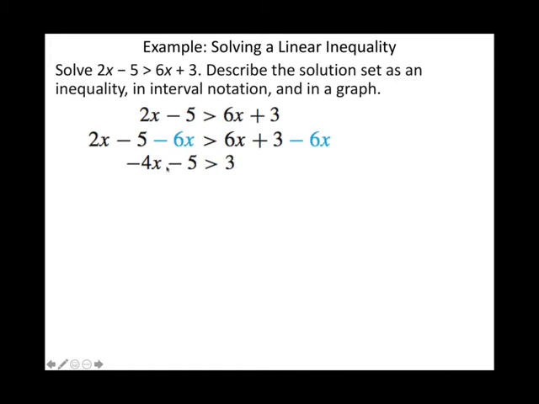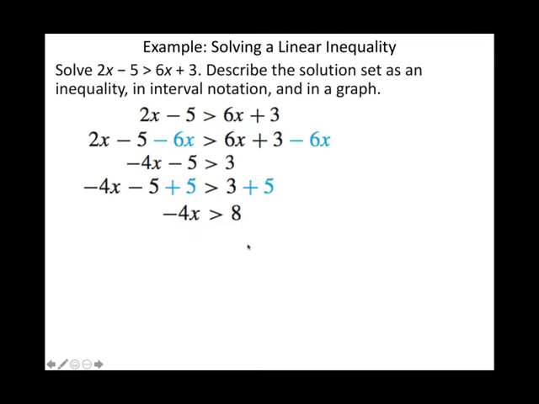Okay, now I want to isolate my negative 4x. We want to get out of negative 5 in here. So what we're gonna do, we're gonna add 5 for both sides. Cancel out here. I have negative 4x strictly greater than 3 plus 5, which is gonna be equal to 8. And then we want to get out of the negative 4 here. So we're gonna divide it by negative 4 for both sides.